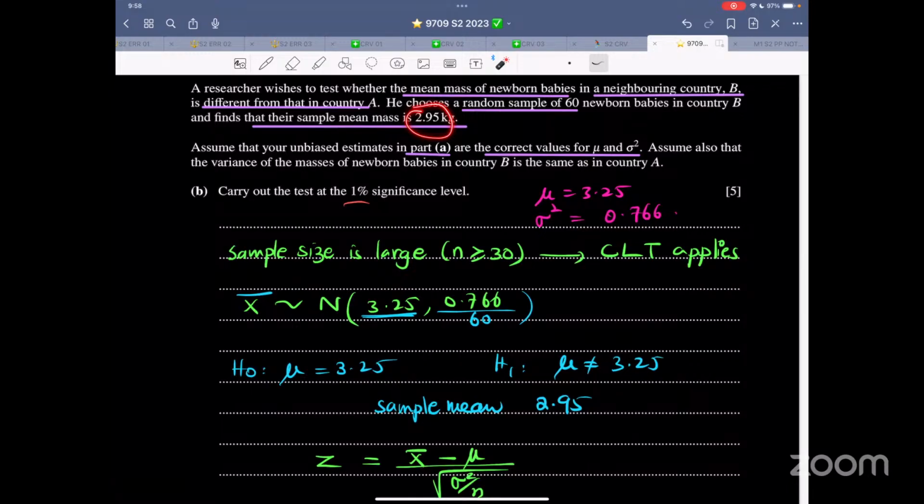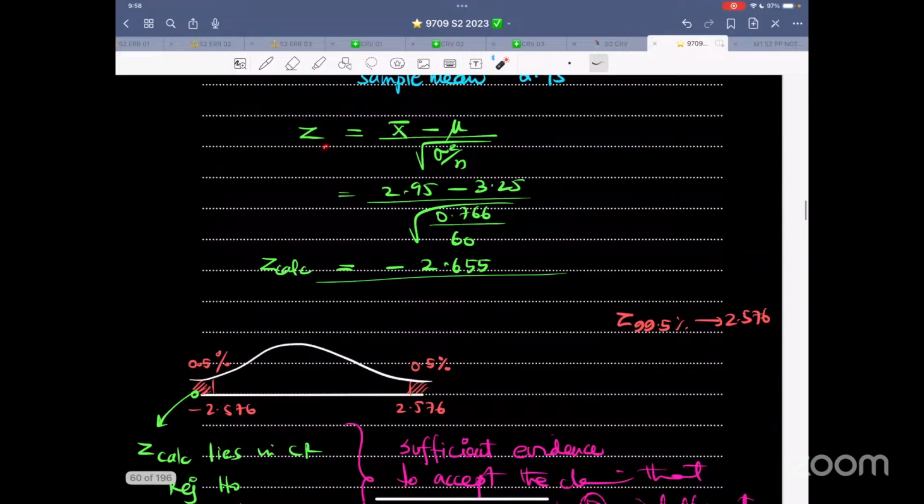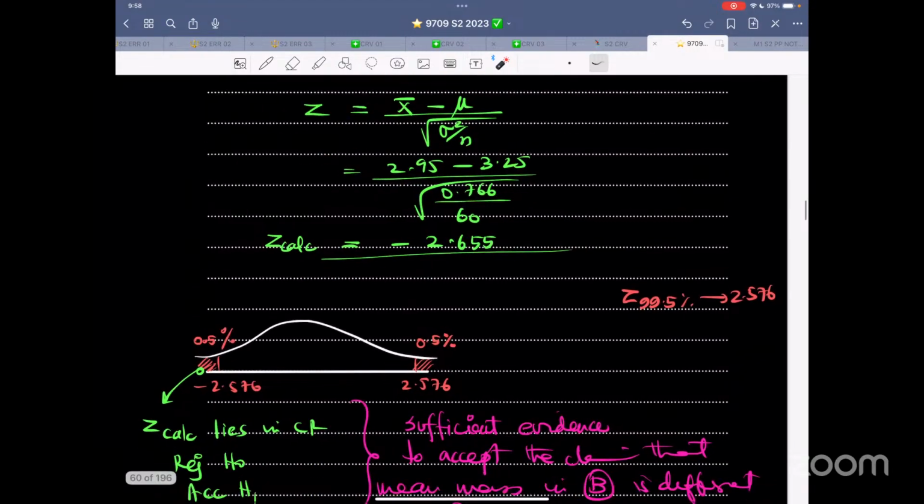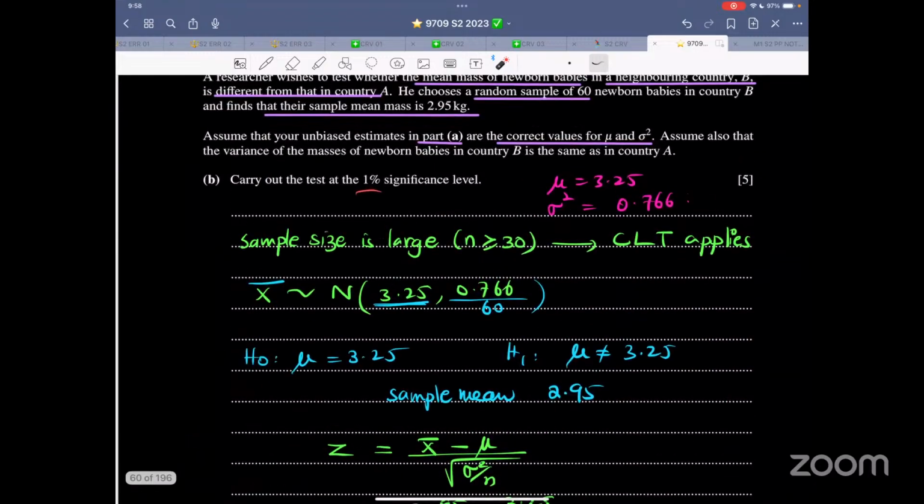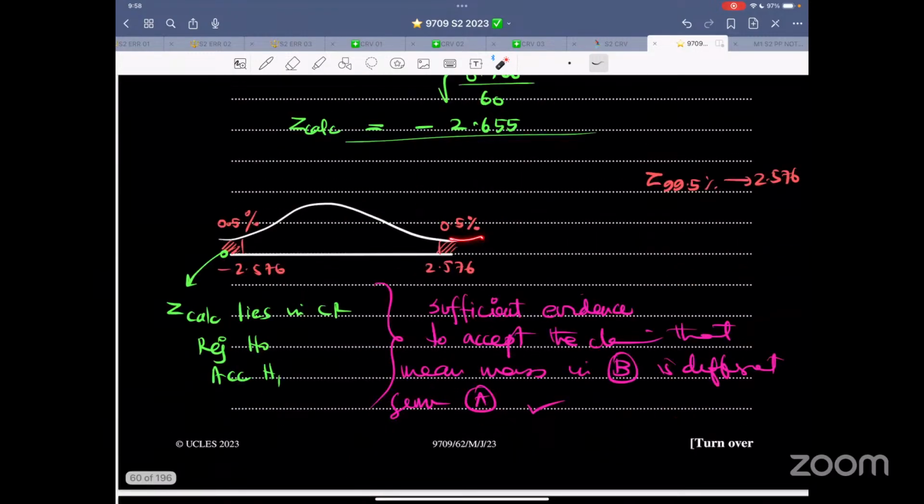And this 2.95 is the sample value. It's a two-tailed test. Calculate the z value, that is negative 2.655. The significance level is how much? 1%, divide equally, 0.5%, 0.5%. And then you read for 99.5%, that is 2.576. Z calculated value lies in critical region. Reject H0, accept H1. Yes, there is sufficient evidence at 1% significance level to accept the claim that mean mass in country B is different from country A.